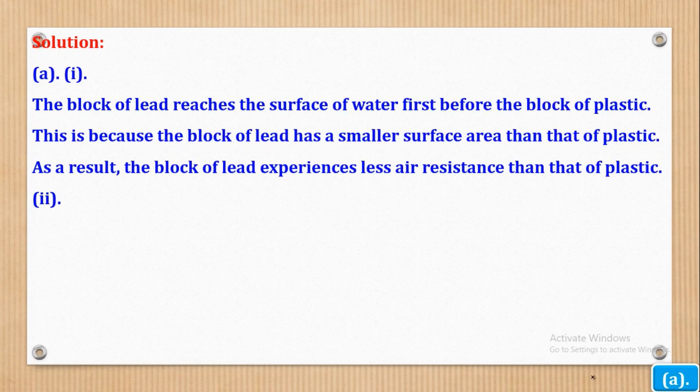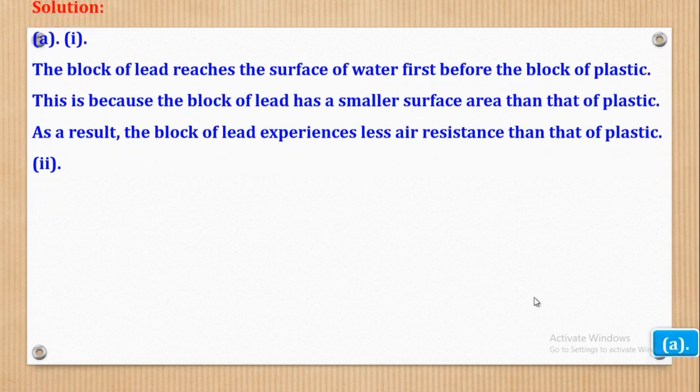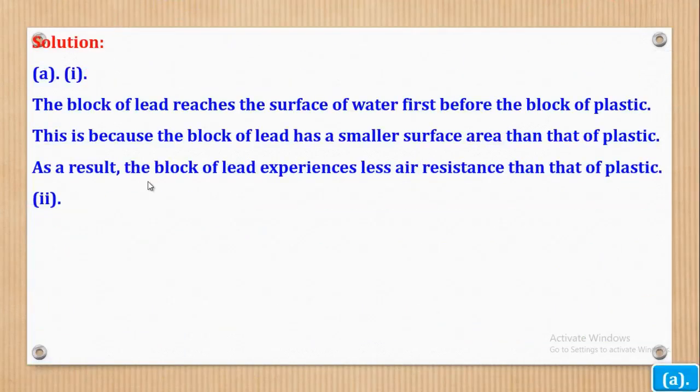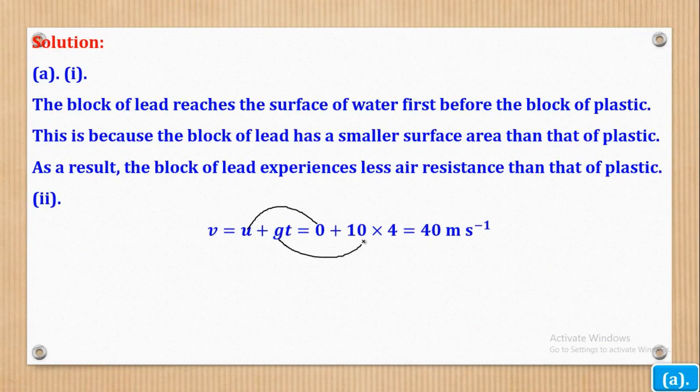So now we shall go to Roman 2. Roman 2 says, calculate the speed with which the lead block strikes the water surface. So we know the initial velocity and we also know the time. So initial velocity is 0, acceleration due to gravity is 10, and the time is 4. Therefore, when you use a calculator, you will come up with 40 meters per second. So that was Roman 2.